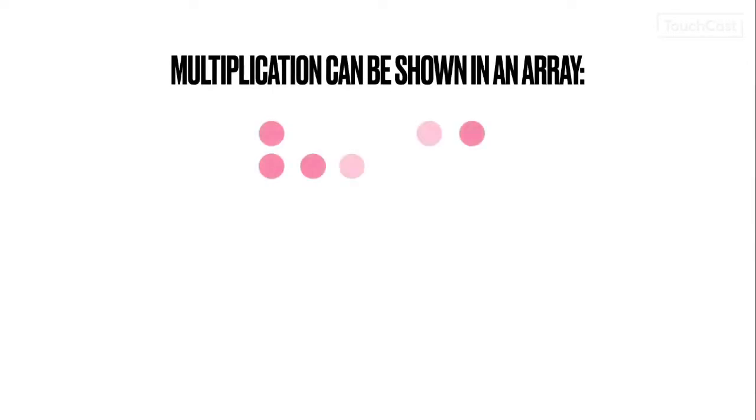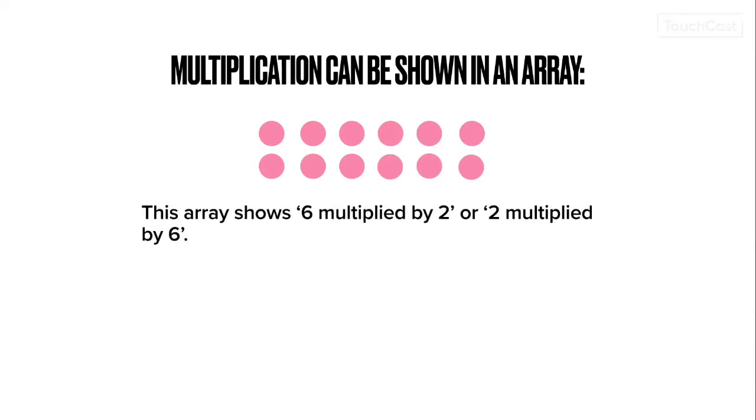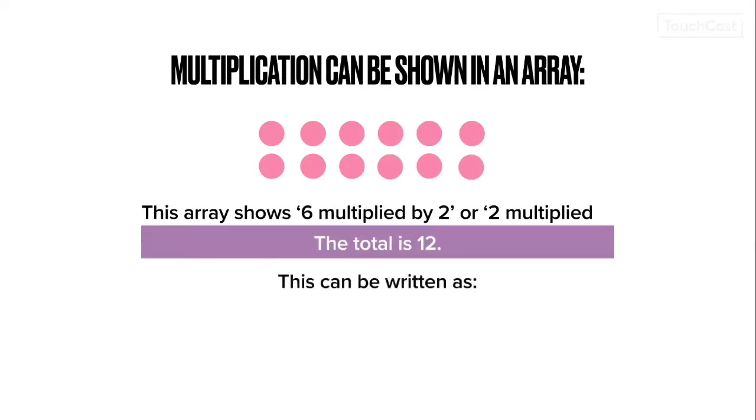Multiplication can be shown in an array. An array is the organization of something. This array shows 6 multiplied by 2. We have 2 lines of 6. That means 6 times 2, 12.